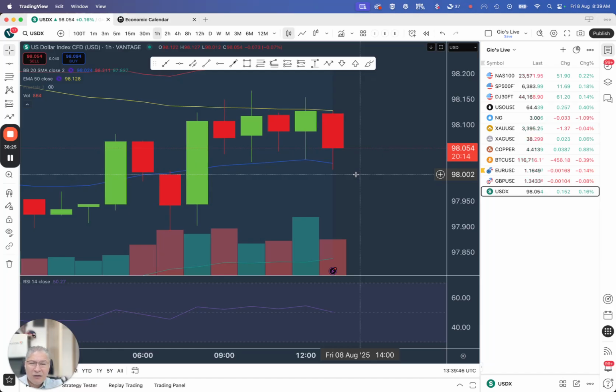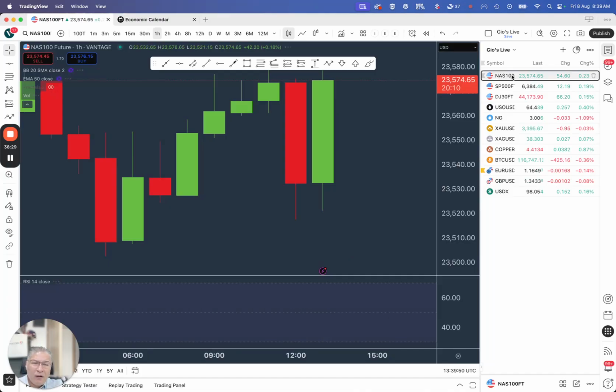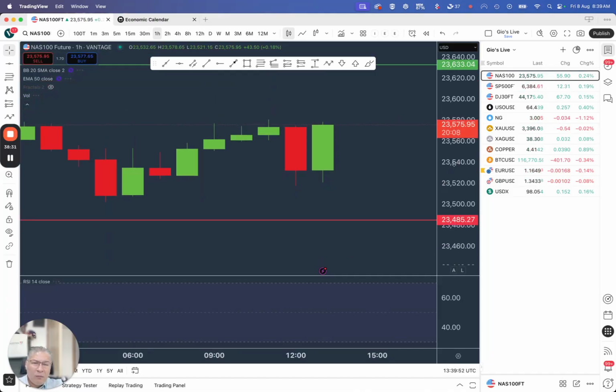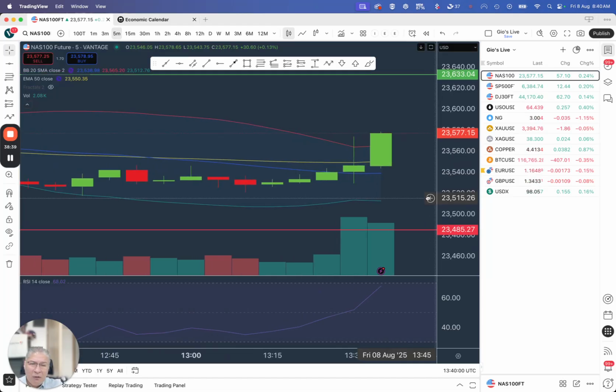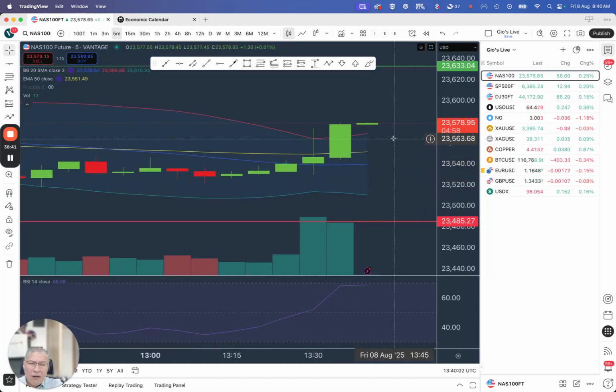98 is a psychological value. As it breaks 98, we'll see more momentum to the upside. Okay, then we have here the NASDAQ. Let's fall into 5 minutes because there's a lot of momentum moving here. All right, momentum to the upside.